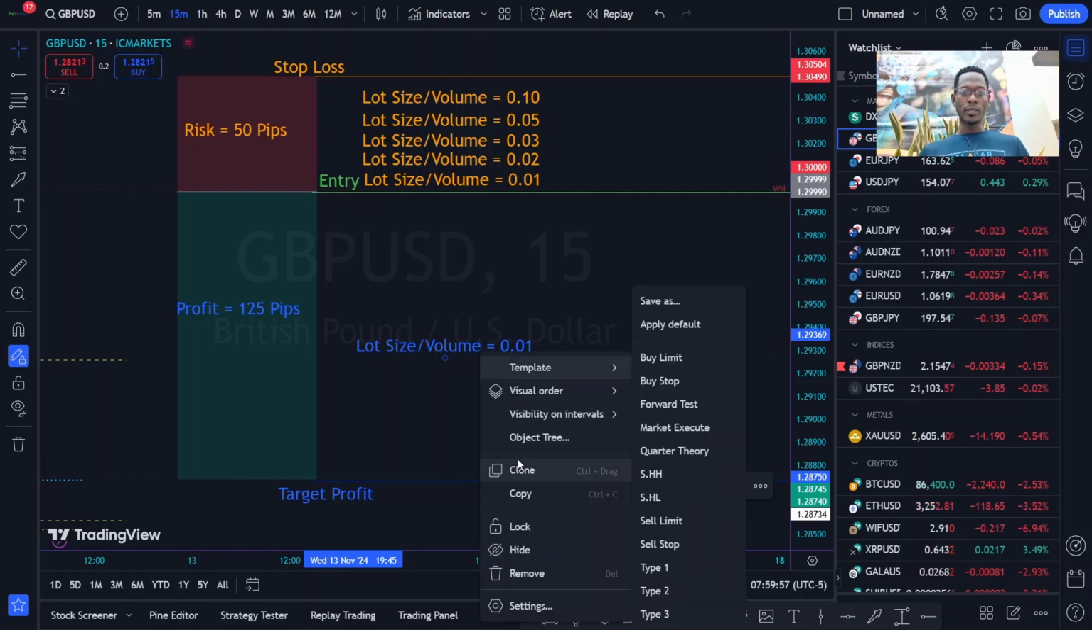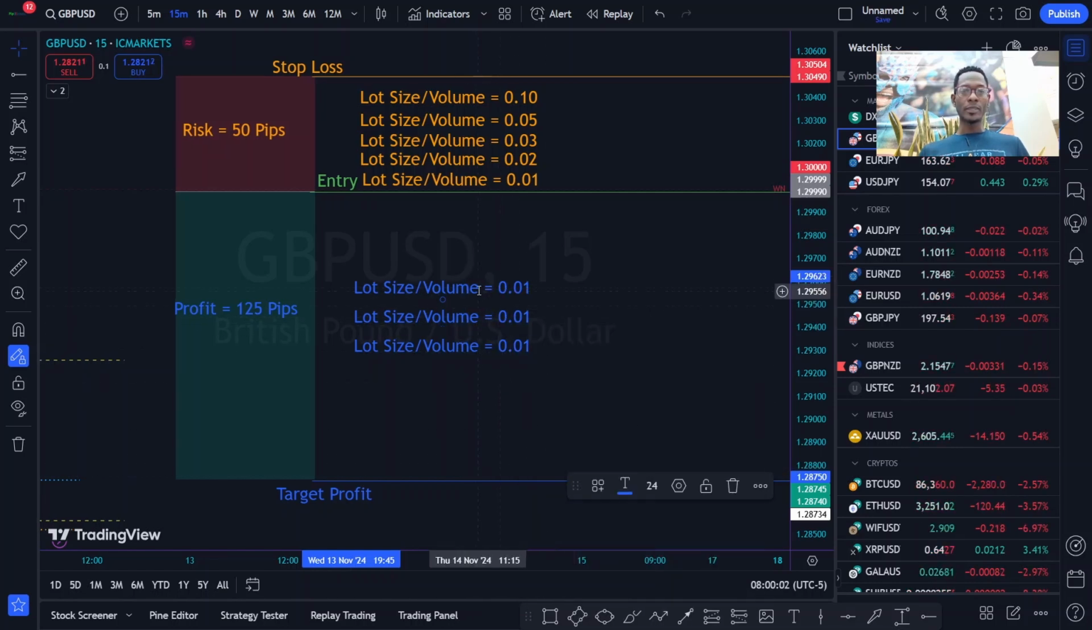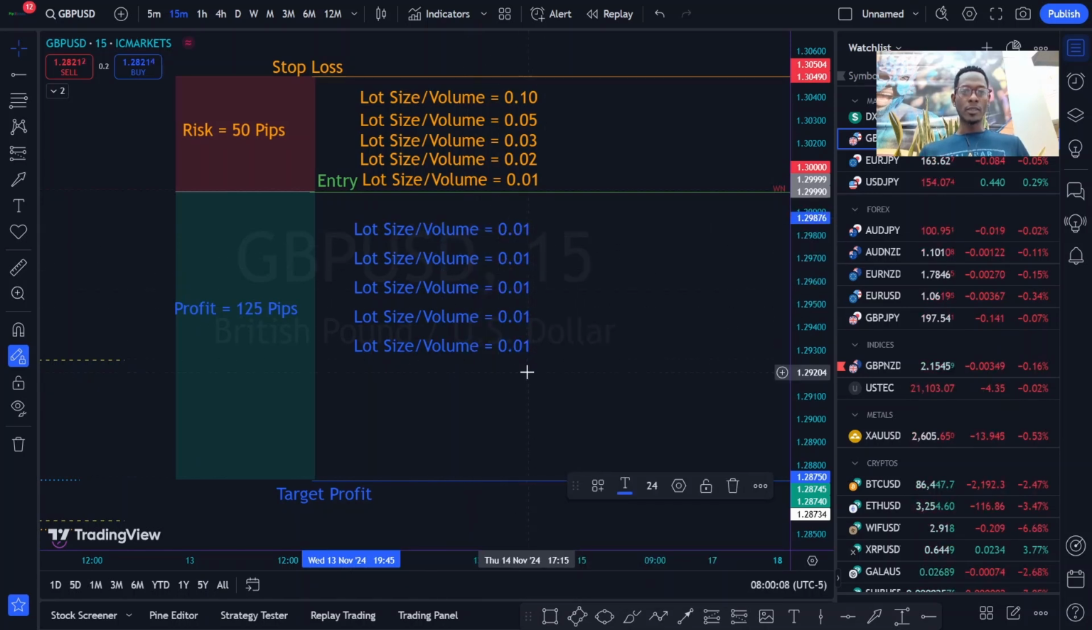So let's clone this. Let's clone this. Let's clone this. And let's clone this. So this will be our profit targets. So we start at 0.01. These are micro lots, remember. Now we are going to 0.03. We are going to 0.05. And then we will reach to a mini lot.